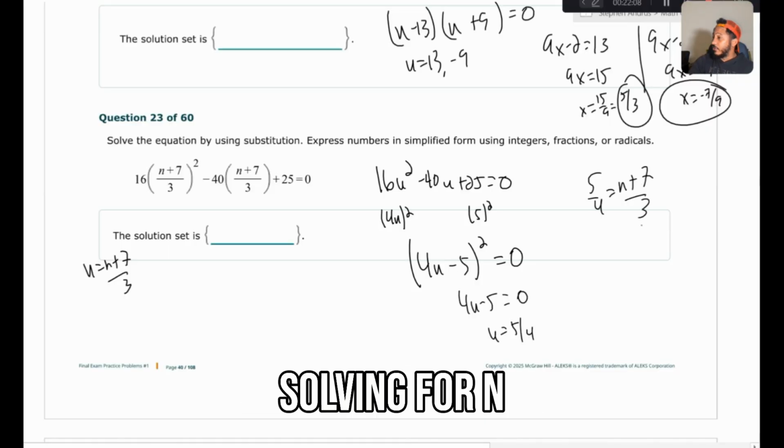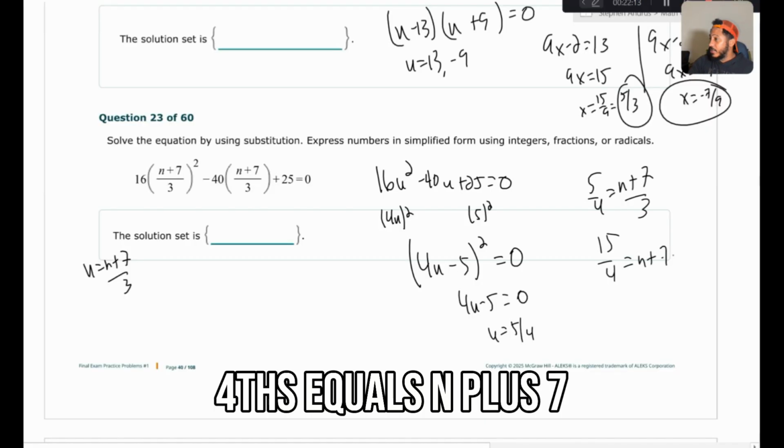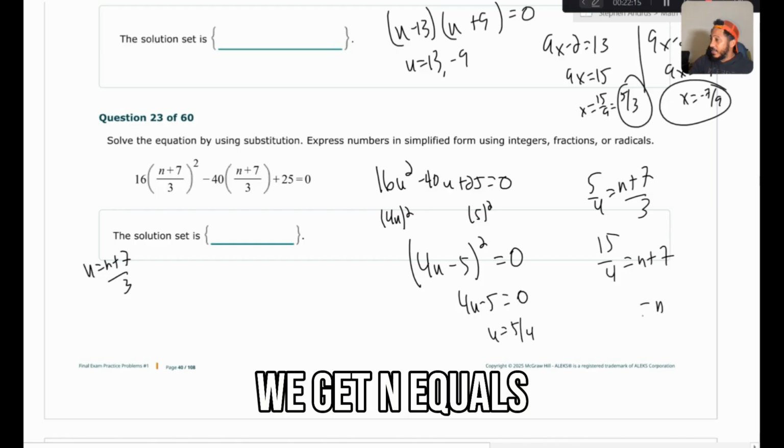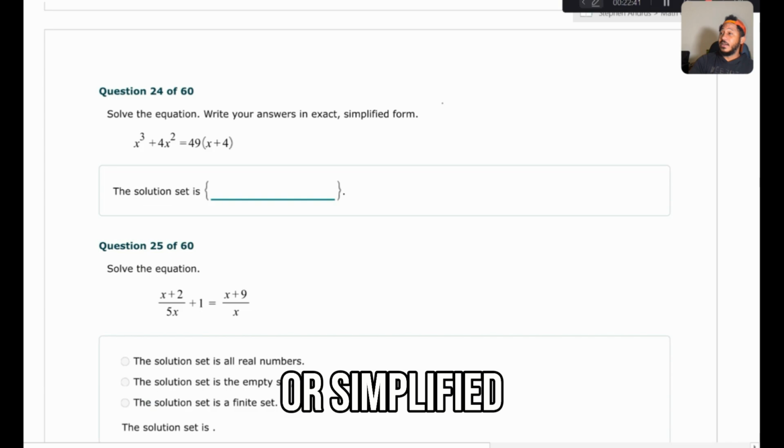And so now we're solving for n, right? By multiplying by 3, we get 15/4 equals n plus 7. Subtracting 7, we get n equals negative 13. Okay, this says solve the equation. Write your answers in exact, simplified form.